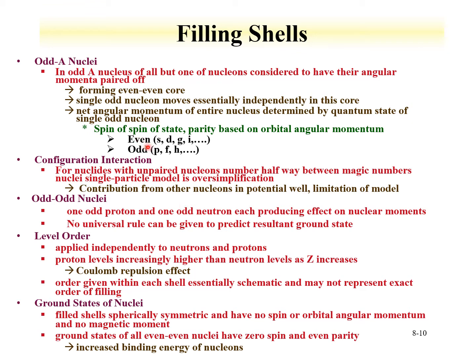So s's, d's, g's, i's have even parity. p's, f's, h's have odd parities. For odd-odd nuclei, where one odd proton and one odd neutron each contribute to the spin and parity, there's no universal rule, and we'll provide some examples of how you can estimate the spin and parity of odd-odd nuclei.